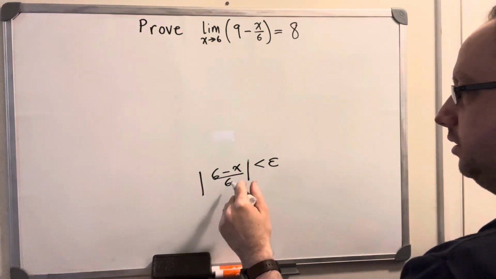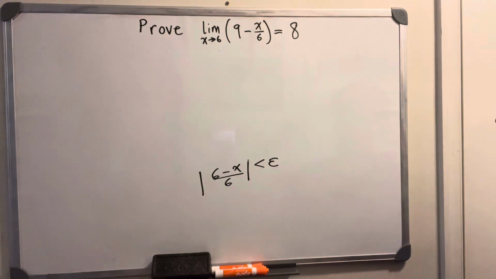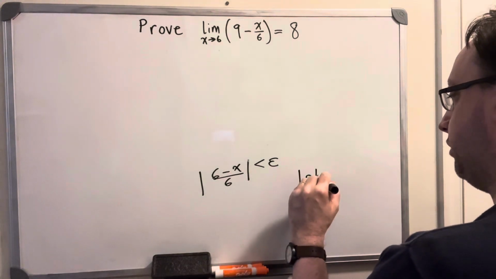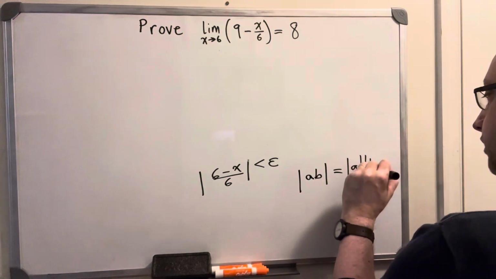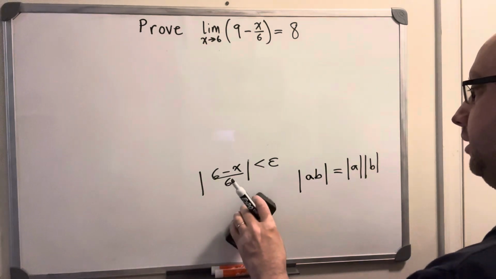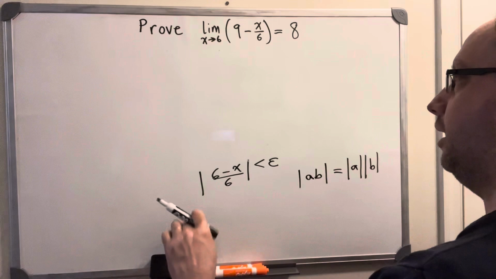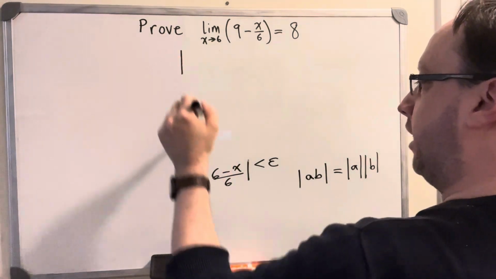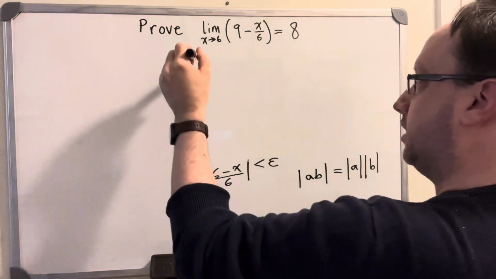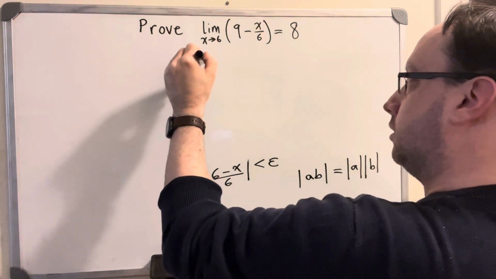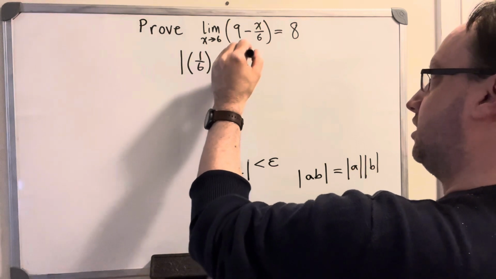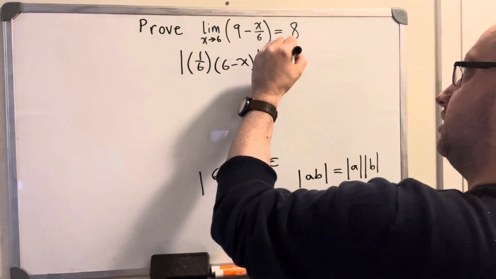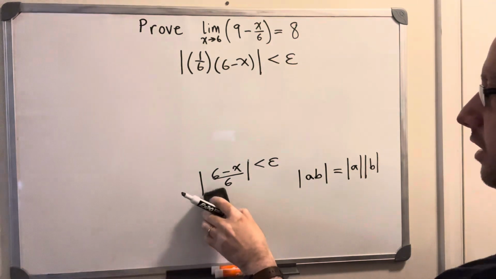What can we factor out of this? You remember the property of absolute values, where you say the absolute value of AB is equal to the absolute value of A times the absolute value of B? Think about how you could use that. Can we rewrite this fraction 6 minus x over 6 as 1/6 times 6 minus x is less than epsilon? Yeah, this is the same as this.